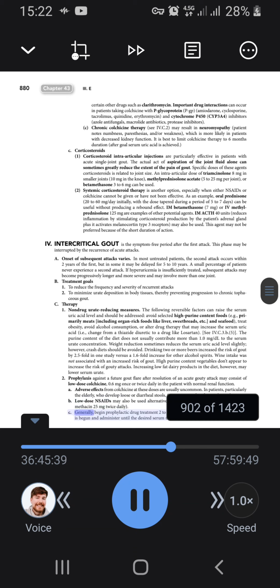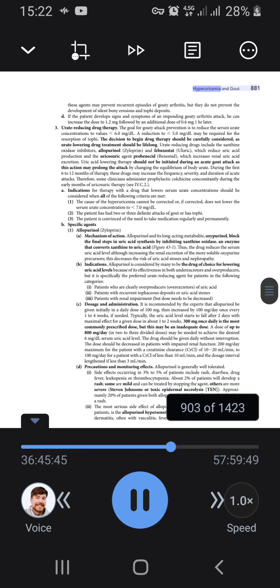C. Generally, begin prophylactic drug treatment 2 to 3 weeks before urate-lowering drug therapy is begun and administer until the desired serum uric acid level is achieved. Prolonged use of these agents may prevent recurrent episodes of gouty arthritis, but they do not prevent the development of silent bony erosions and tophi deposits. D. If the patient develops signs and symptoms of an impending gouty arthritis attack, he can increase the dose to 1.2 mg followed by an additional dose of 0.6 mg 1 hour later.